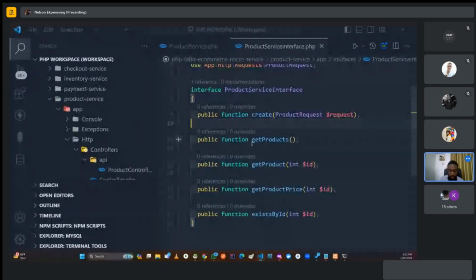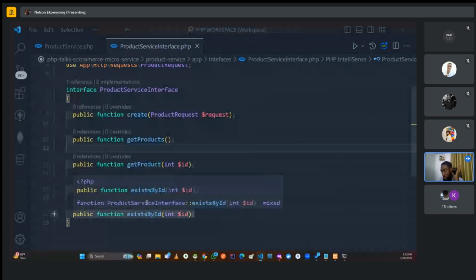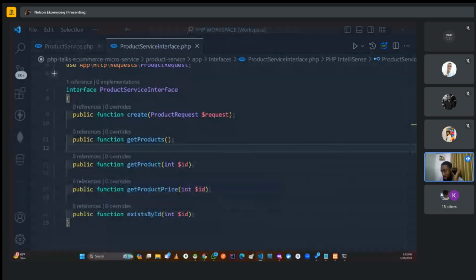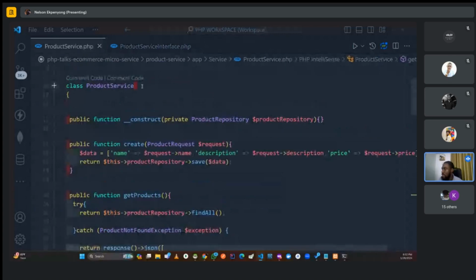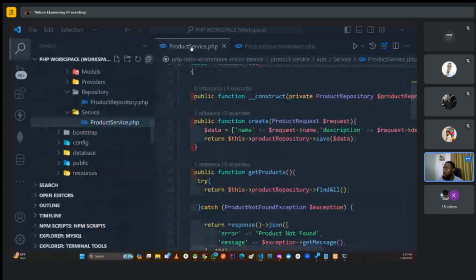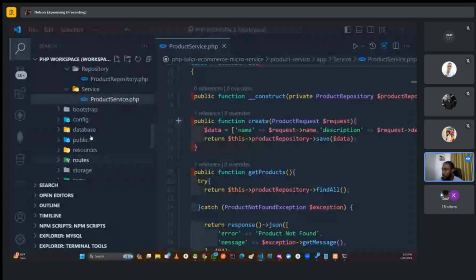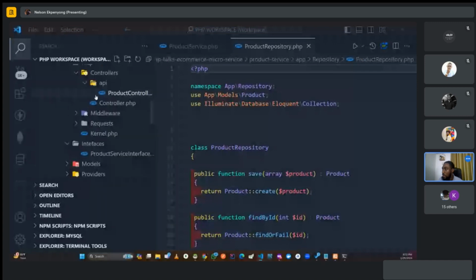It's fine. Now, I just have the create, get all products, get a product by its price, find out if a product exists. Now, I have the service that implements it. I don't know if I had done this. Oh, okay, well, this should have implemented it, but that's fine. So what I'm doing here, let me take this down. Repository, and open the controller. Good. So we are doing product now.